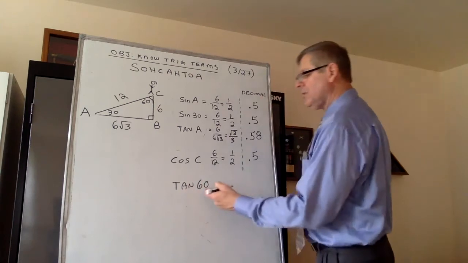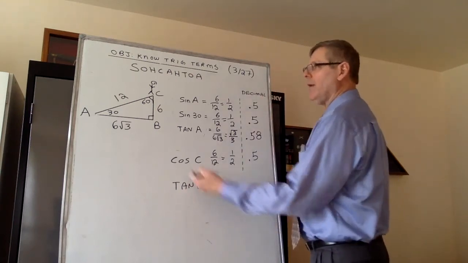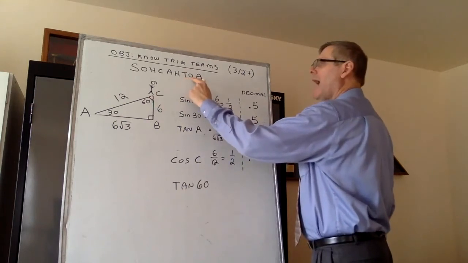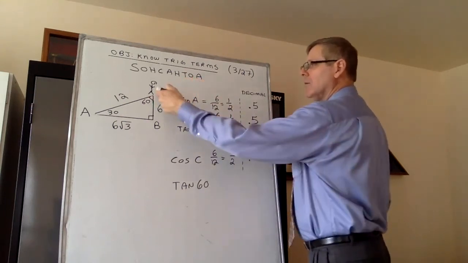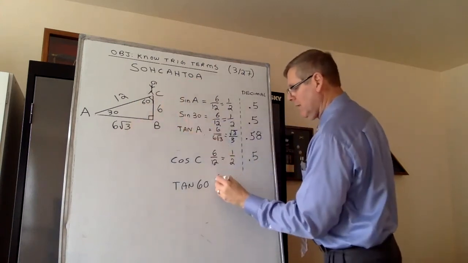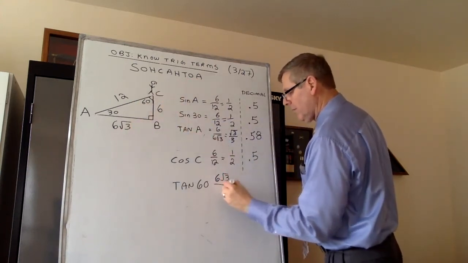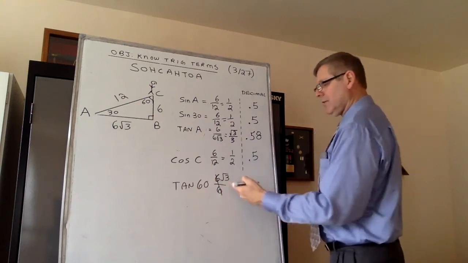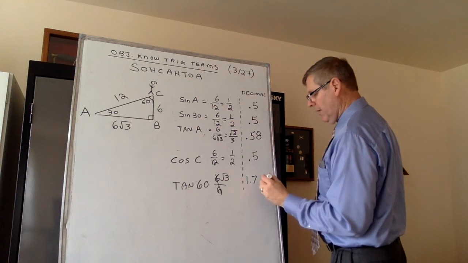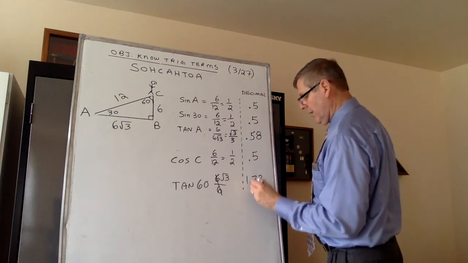Finally, if we're up here at C, let's go ahead and take the tangent of 60. We can write it as 60. 60 is another way of saying stand here. Tangent is opposite over adjacent. So if I'm standing here, what is my opposite over my adjacent? 6 radical 3 over 6. The 6 is canceled. It's just radical 3. If you put radical 3 in your calculator, you get 1.73.